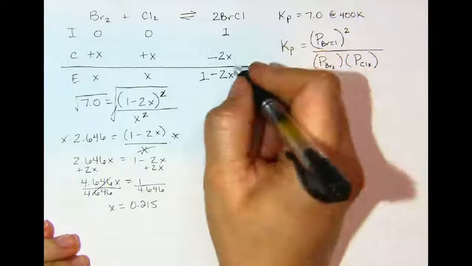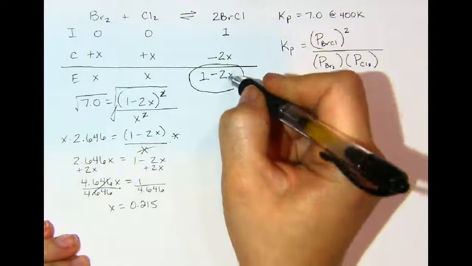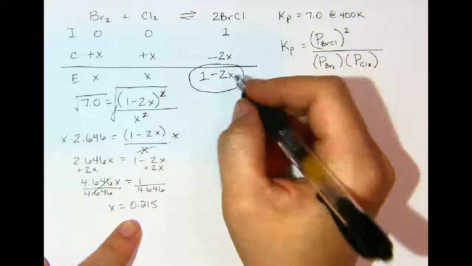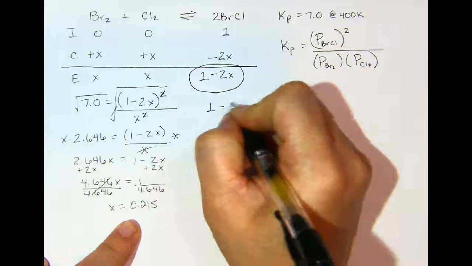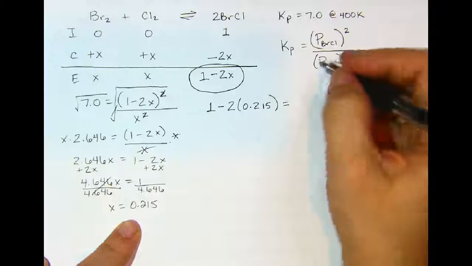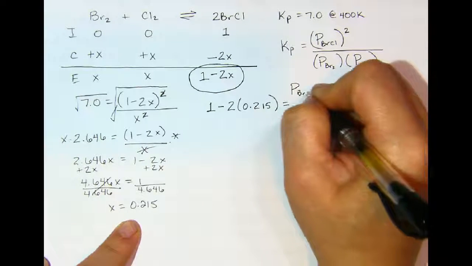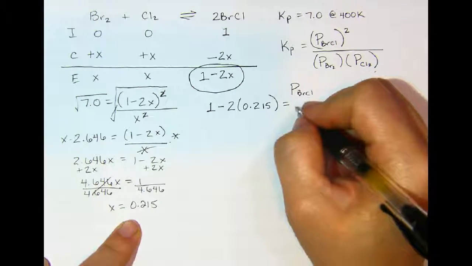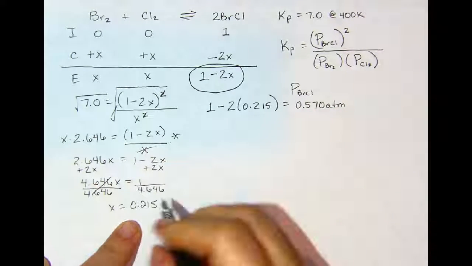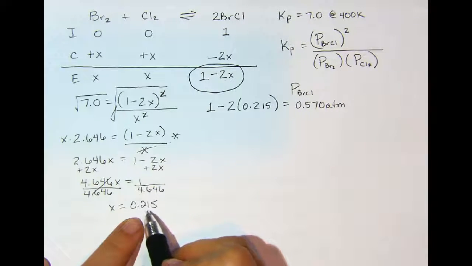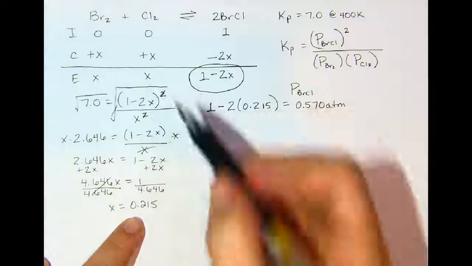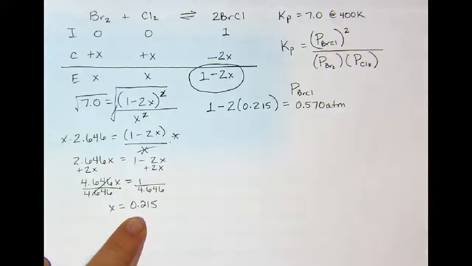here. However, what I want to know is what is this concentration at equilibrium. And so I'm going to have to substitute in my x into this equation to find that. So I'll have 1 minus 2 times 0.215, and that's going to give me the partial pressure of BrCl at equilibrium. And so when I do this math, I get 0.570 atmospheres. And then obviously, since this is what x is, that means at equilibrium, my partial pressure of bromine is 0.215, and my partial pressure of chlorine is also 0.215.